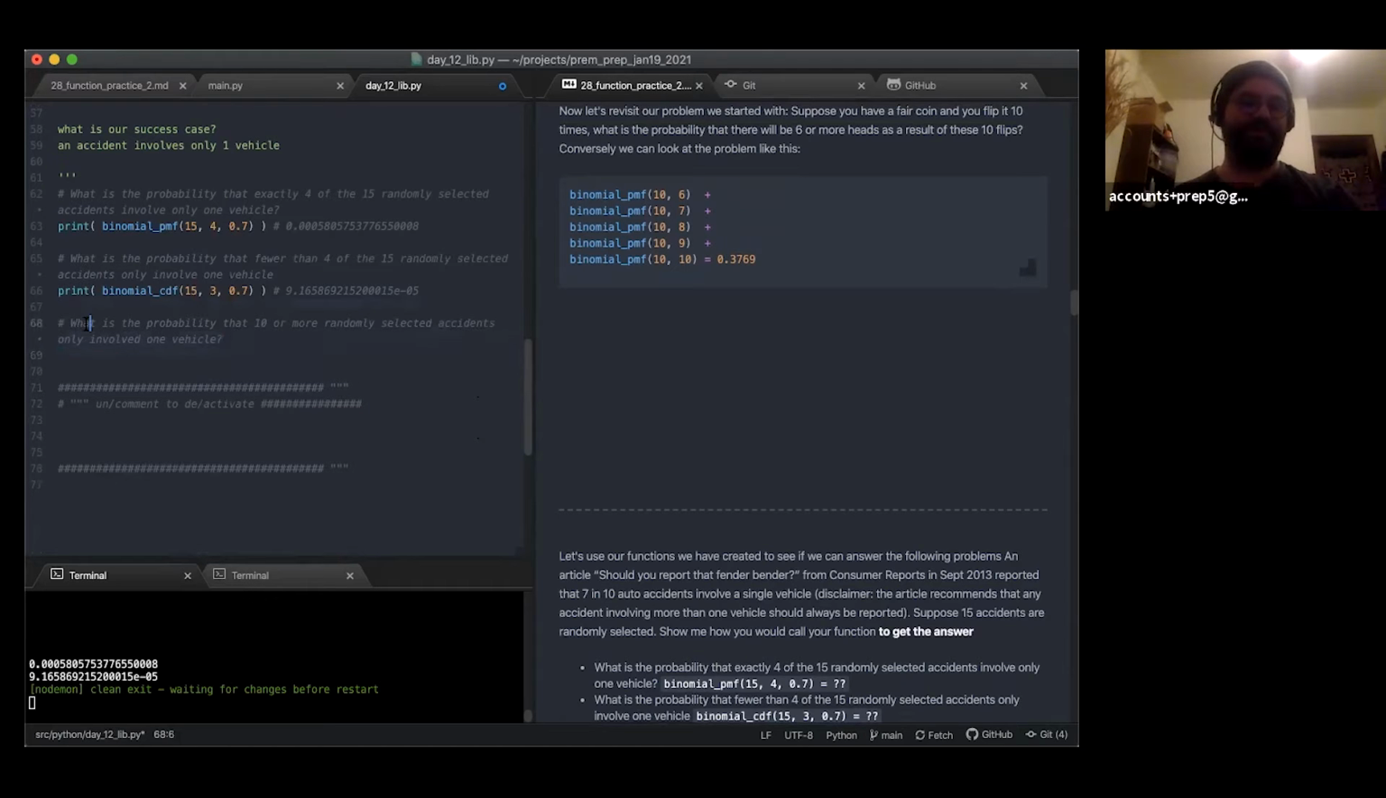Okay, cool. So here's another one. What's the probability that 10 or more randomly selected accidents involve one vehicle? So it's another way of saying that: what's the probability that we have between 10 and 15 successes? 10 or more successes.